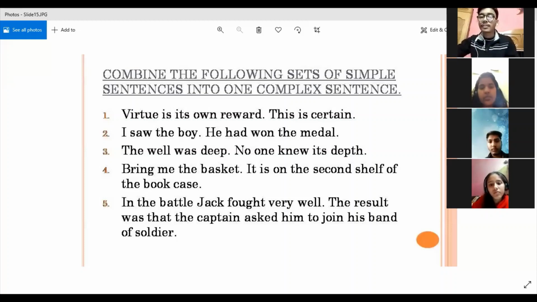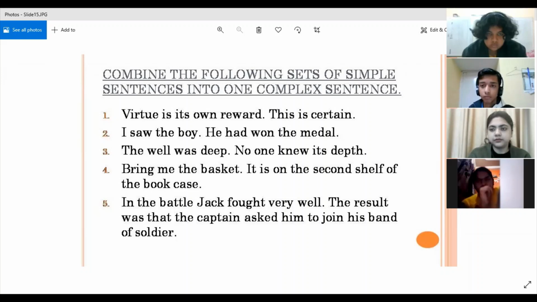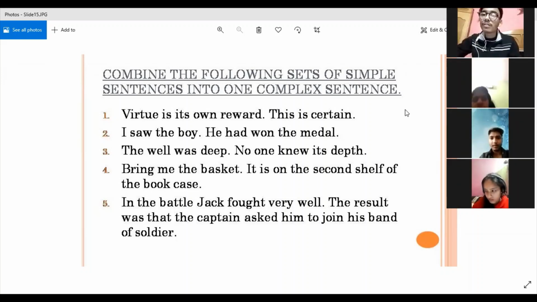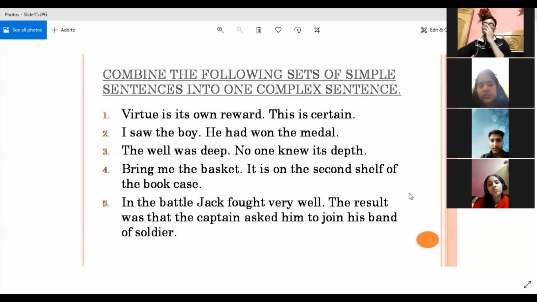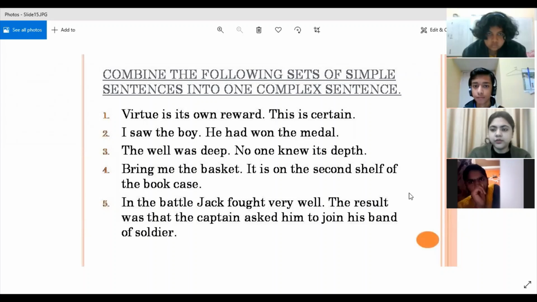Arav, the well was deep, no one knew its depth. Yes, I have allowed you to unmute. I think he's facing some network issue. Yes. Ma'am, the well. Right. Okay, let us hear it from someone else also.